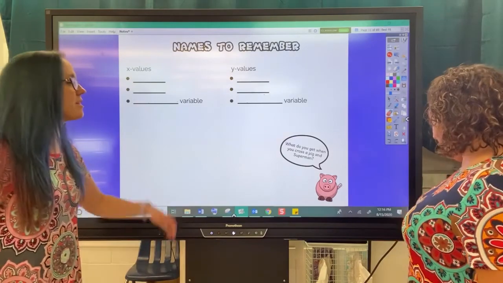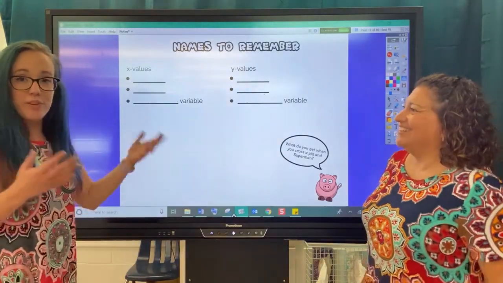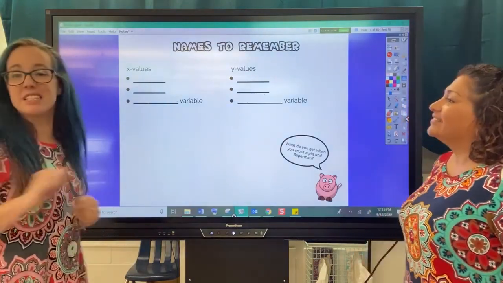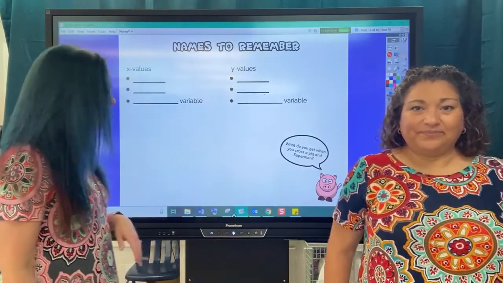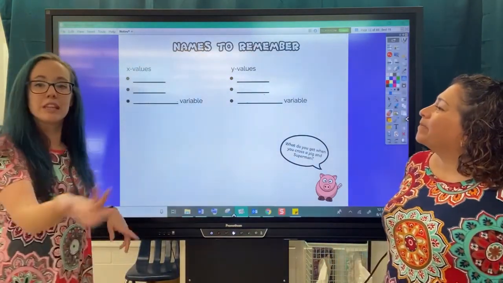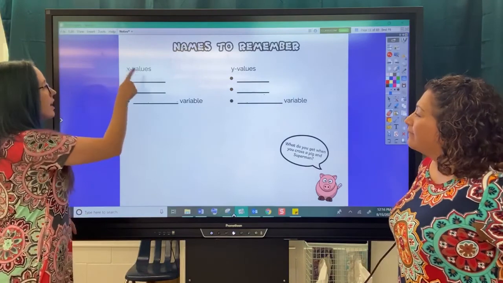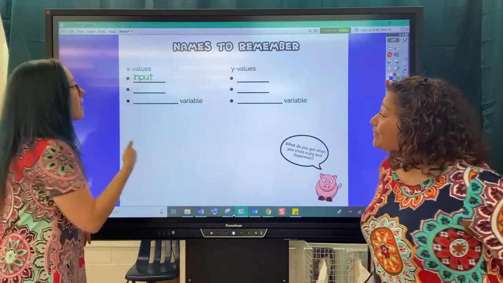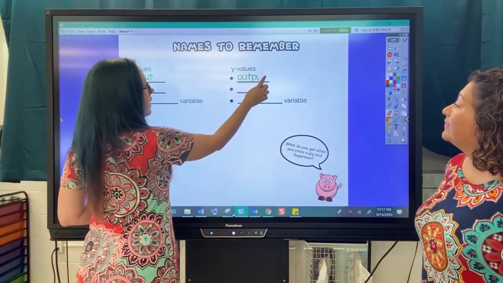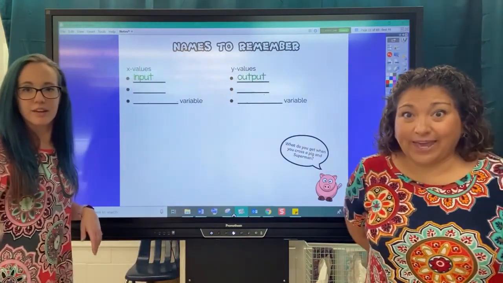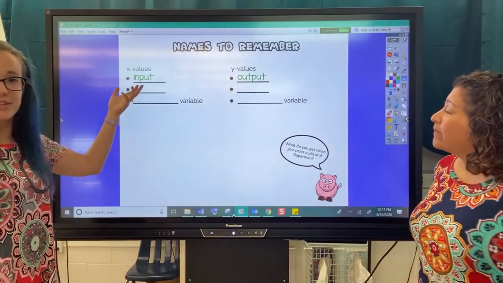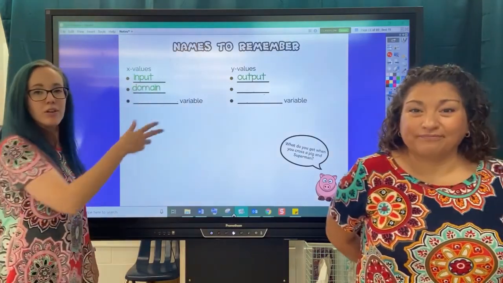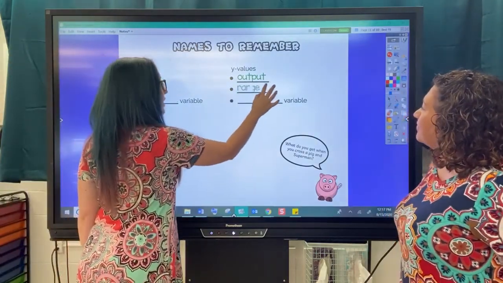So this seems like a good time to tell you all the different names, and if you have this paper, you can fill in the blanks, and if you don't, write these down in your notebook or whatever you're using to take notes in. We talked last time about how the X values could also be called the input, and that made the Y the output. The ones that we just learned: all of the X values are called the domain, and all of the Y values are called the range.